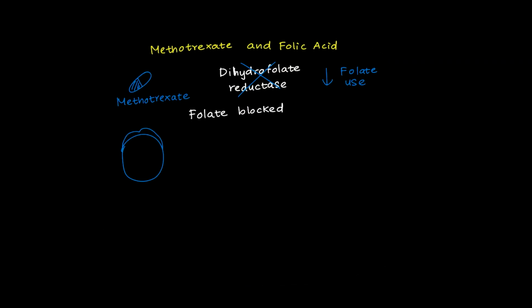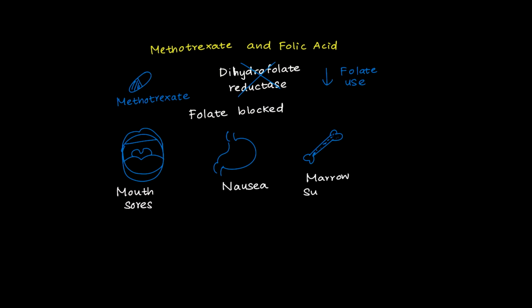When methotrexate blocks folate metabolism, cells that divide quickly get hit first: the lining of the mouth, which leads to mouth sores, the gut, which leads to nausea, and the bone marrow, which can suppress blood cell production. The fix is clean, give extra folic acid. Folic acid supplementation does not interfere with methotrexate's effect on the inflamed joints, but it restores folate availability for the normal tissues that need it. The result is far fewer side effects.